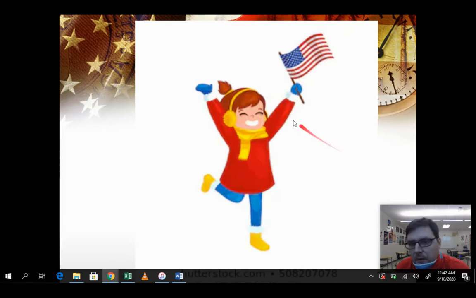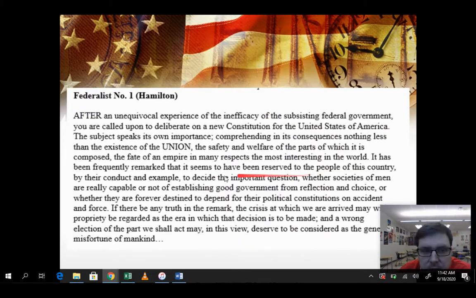There. Whatever. Going back. It has been frequently remarked that it seems to have been reserved to the people of this country by their conduct and example to decide the important question. It's America that's going to decide the answer to this very important question. And what is that very important question? There's no other country in the world that can do it at that time because we were the only one conceived in liberty. What's that important question?